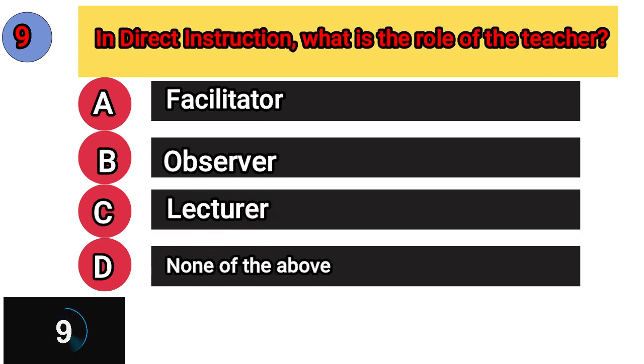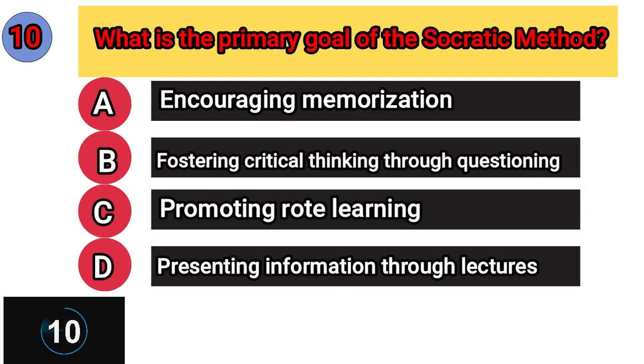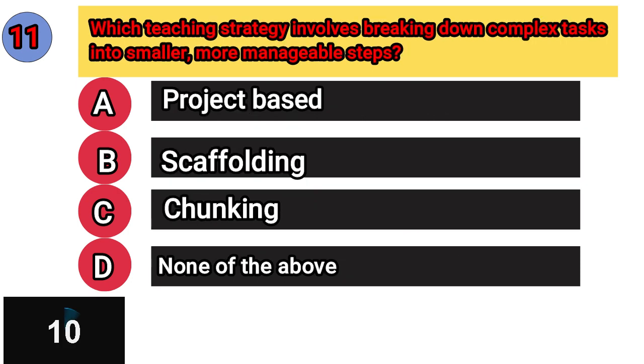In direct instruction, what is the role of teacher? A. Facilitator, B. Observer, C. Lecturer, D. None of the above. And the correct option is option C, lecturer. What is the primary goal of the Socratic method? A. Encouraging memorization, B. Fostering critical thinking through questioning, C. Promoting rote learning, D. Presenting information through lectures. Correct option is option B, fostering critical thinking.